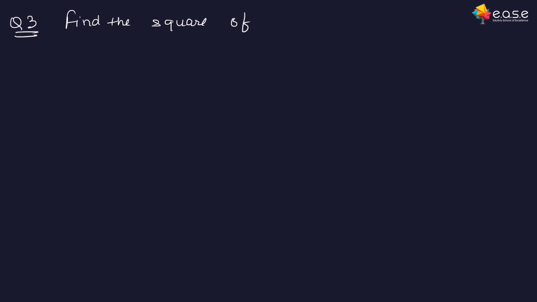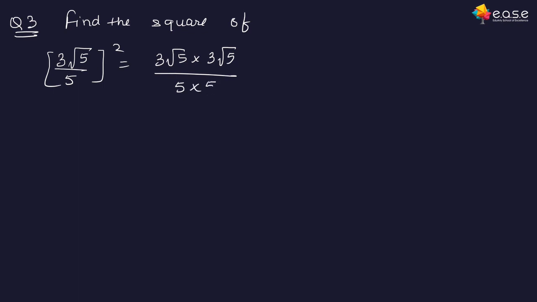See, they have given you 3 root 5 divided by 5. If you square this, you will get 3 root 5 multiplied by 3 root 5 divided by 5 into 5. So this will give you what? 3 threes are 9, and root 5 into root 5 will give you another 5, and this 5 fives are 25, or even if you keep this 5 like this, this 5 and this 5 will cut, and finally your answer will be 9 by 5.